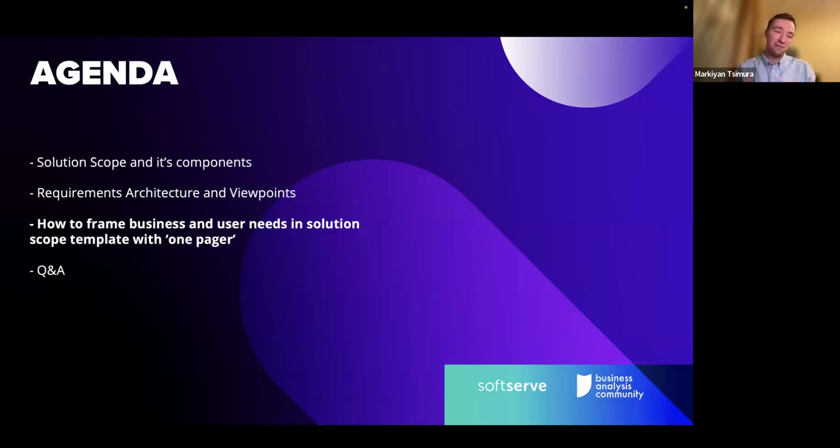You will hear this term visual language a lot today, but that is something tangible, something that you can visualize, not just tons of text. That is why our agenda today is solution scope and its components, requirements architecture and viewpoints, and combining those two, we'll show you how to frame business and user requirements in the solution scope template with one pager.